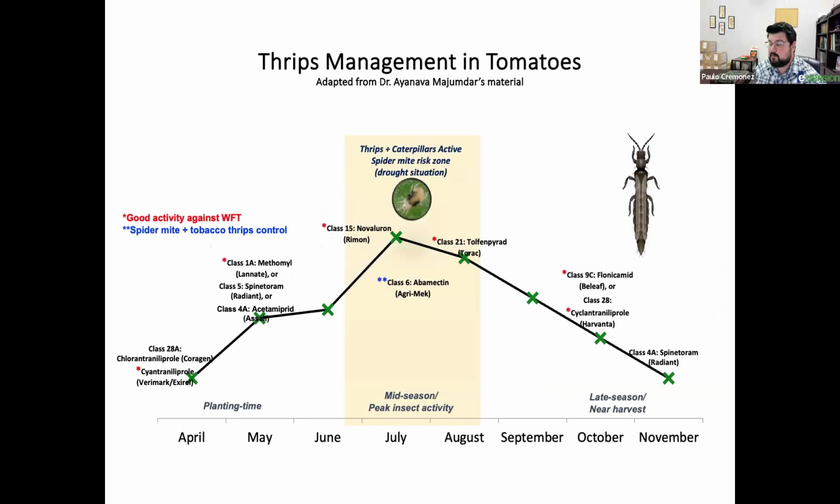And this is one of the thrips management programs in tomatoes designed by Dr. Ayanava. Feel free to take a print of that as well, and consult this. This is one of the management situations that we can use here in Alabama.